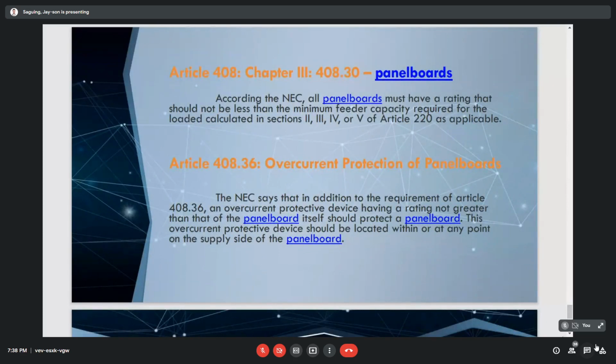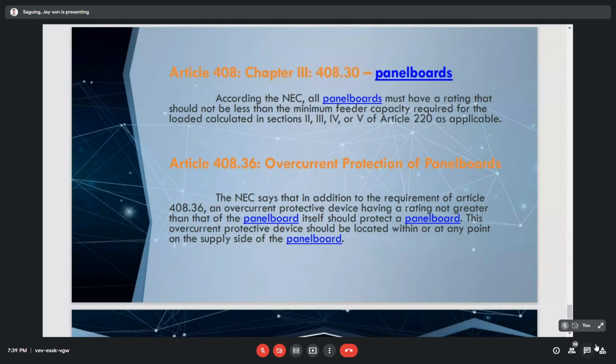So, according to Article 408, Chapter 3, 408.30, the panel board requirement, according to the NEC or the National Electrical Code or NFPA 70, all panel boards must have a rating that should not be less than the minimum feeder capacity required for the load calculated in Section 220.42, 220.43, 220.44, or 220.45 of Article 220 as applicable.